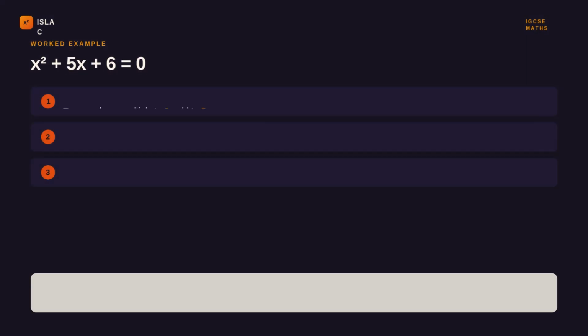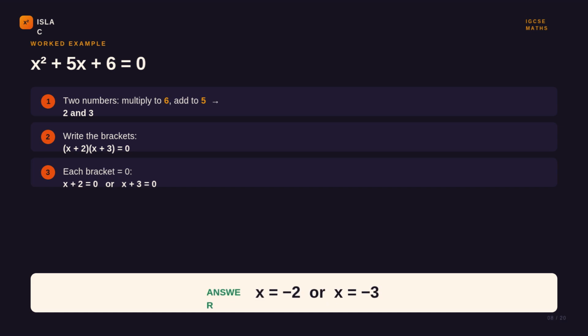Let's solve x squared plus 5x plus 6 equals 0. Here b is 5 and c is 6. We need two numbers that multiply to 6 and add to 5, that's 2 and 3. So it factorizes to x plus 2, times x plus 3, equals 0. Set each bracket to 0. x plus 2 is 0 gives x equals minus 2. x plus 3 is 0 gives x equals minus 3. Two solutions, done.